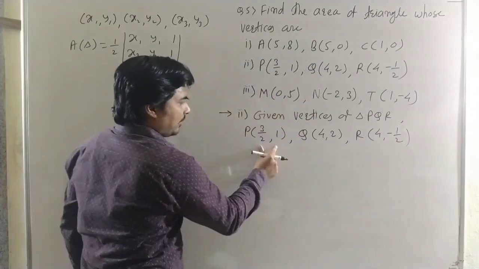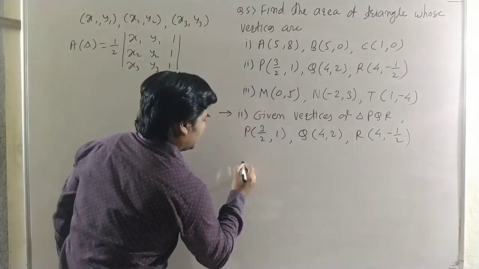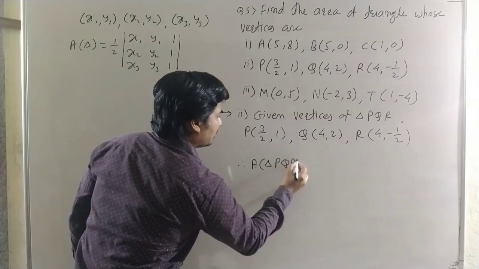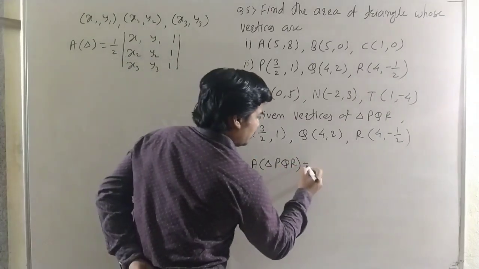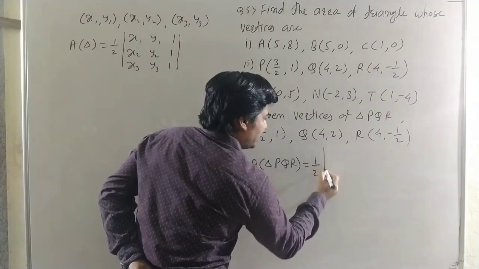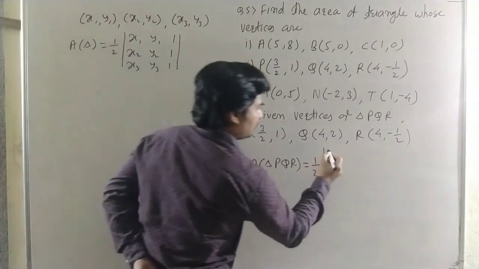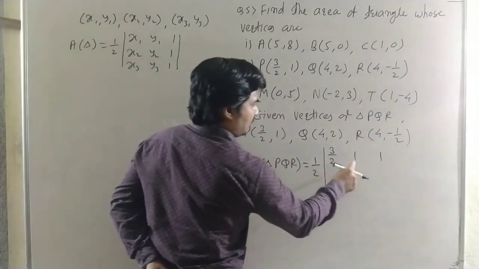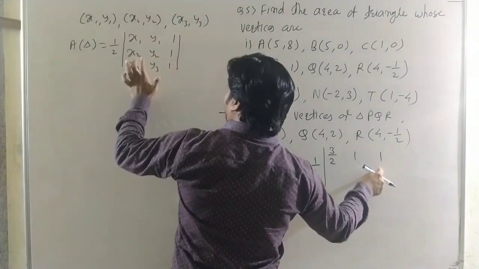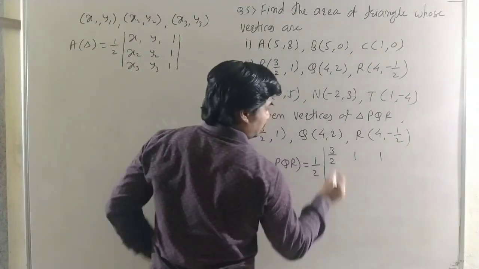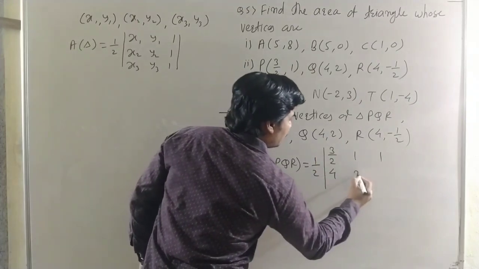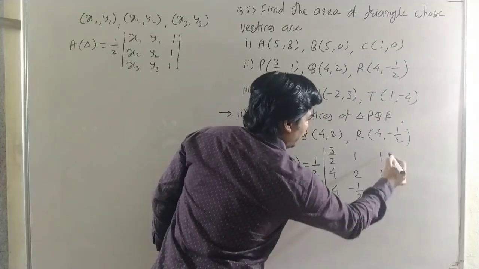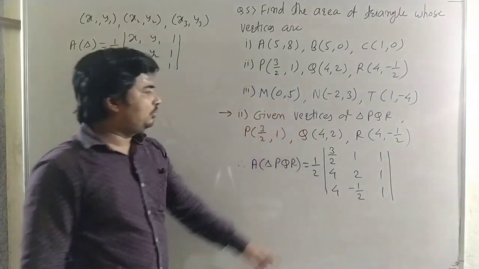The vertices are (x1, y1), (x2, y2) and (x3, y3). Therefore, the area of triangle PQR is equal to 1/2 times the determinant with rows x1, y1, 1; x2, y2, 1; and x3, y3, 1. Substituting the values, the rows are 3/2, 1, 1; 4, 2, 1; and 4, -1/2, 1. Now we can find the value of this determinant.